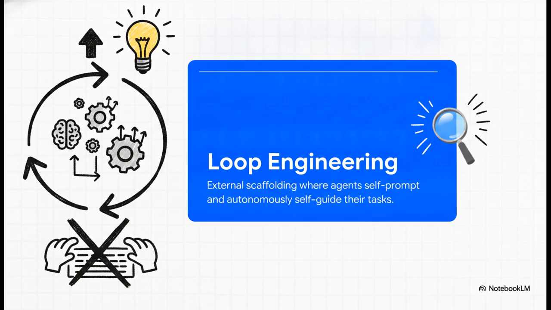And notice the absolutely crucial difference here. Every single previous phase we just talked about required a human being to sit at a keyboard and initiate the prompt. Loop engineering targets the ultimate bottleneck in the entire workflow: us, human initiation.